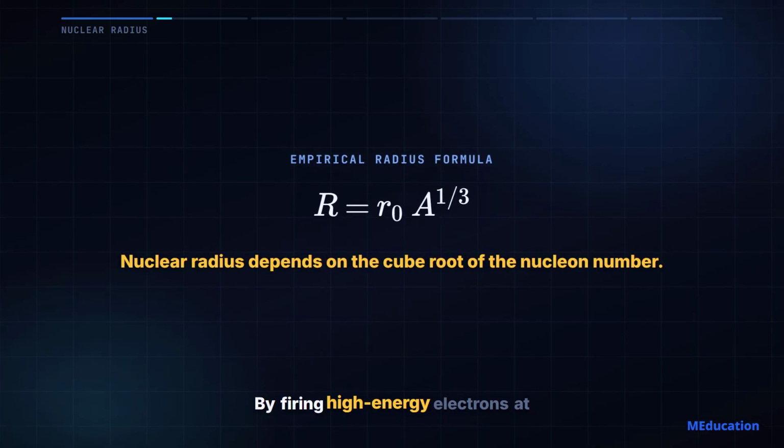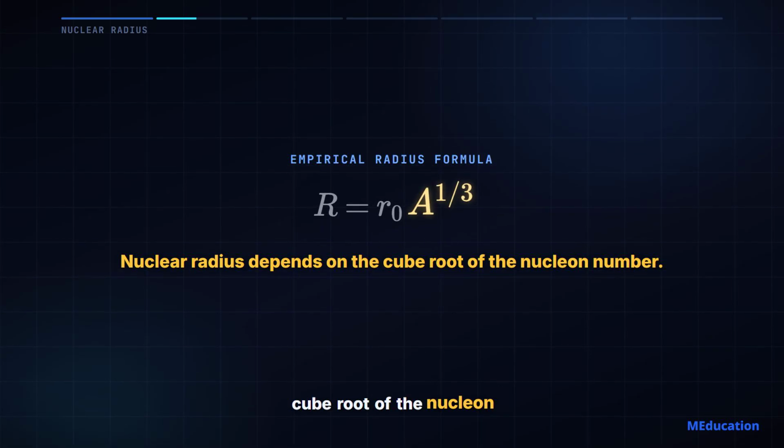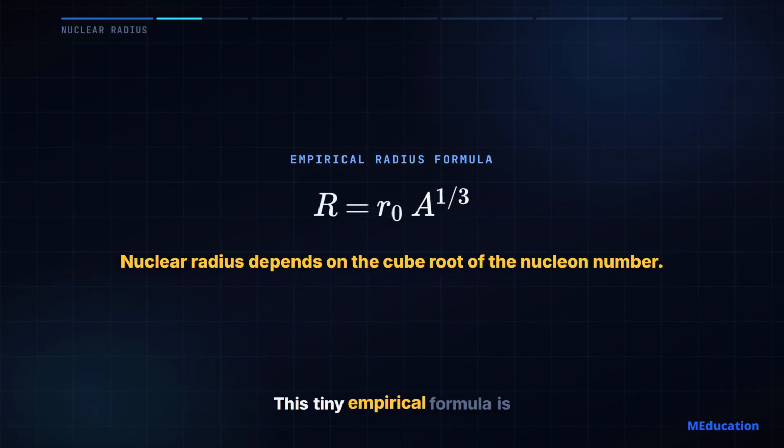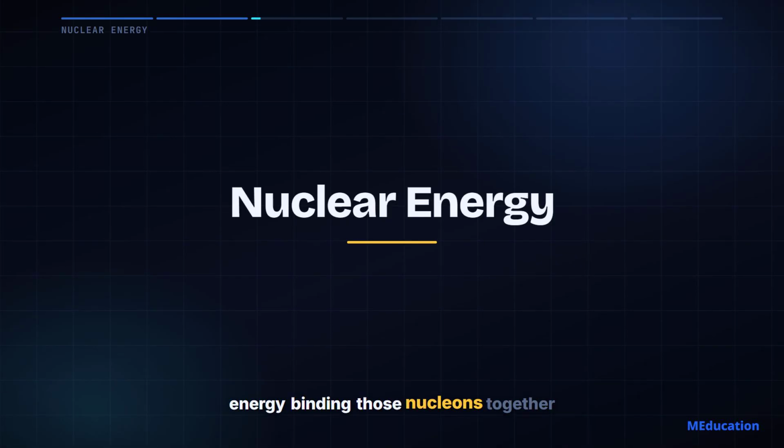By firing high-energy electrons at nuclei, physicists found a simple relationship. The nuclear radius, r, is proportional to the cube root of the nucleon number, A. This tiny empirical formula is incredibly powerful. In your exam, you will use it to prove a surprising fact. The density of nuclear matter is constant across all elements at a staggering 10 to the 17 kilograms per cubic meter.